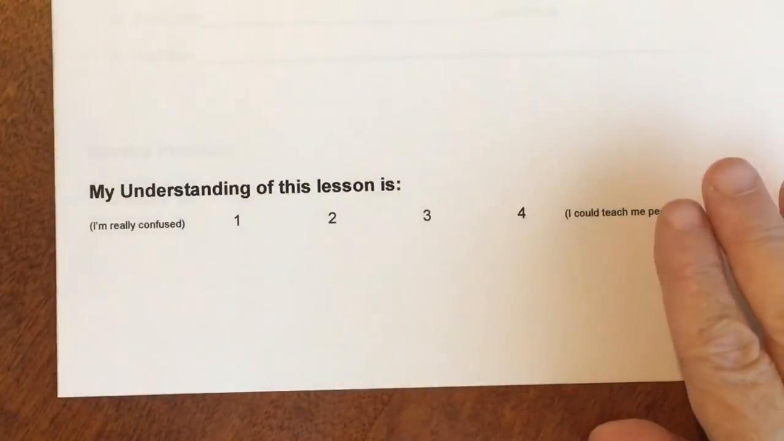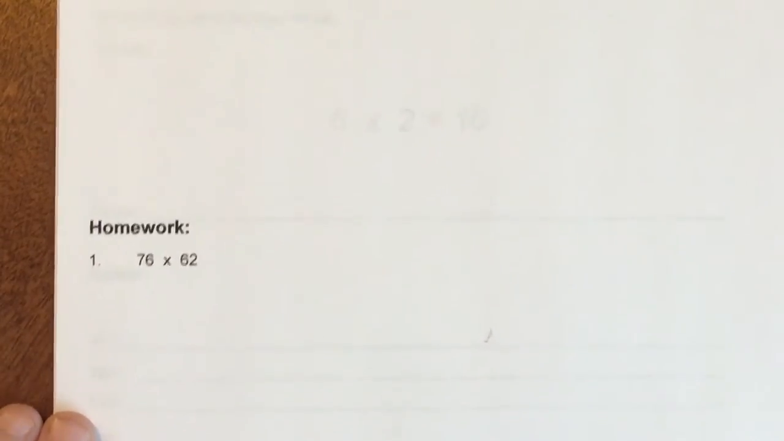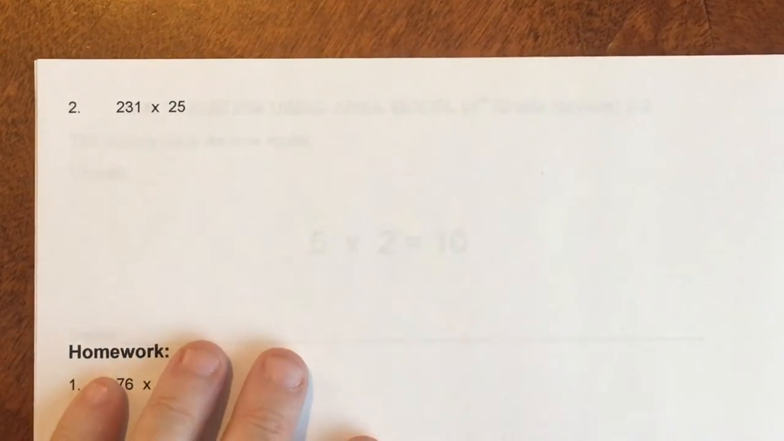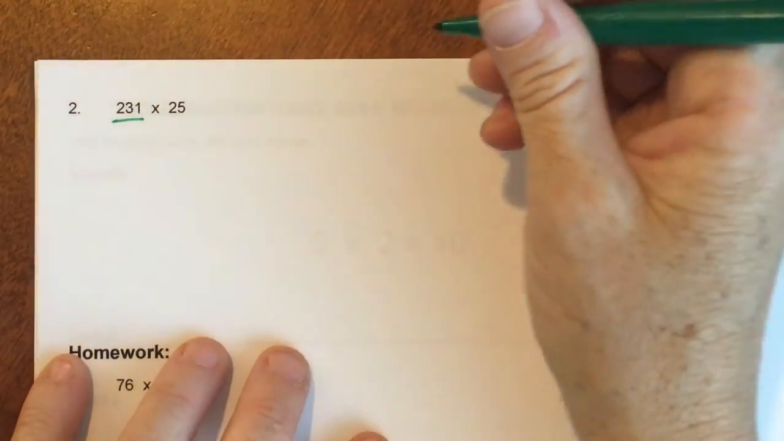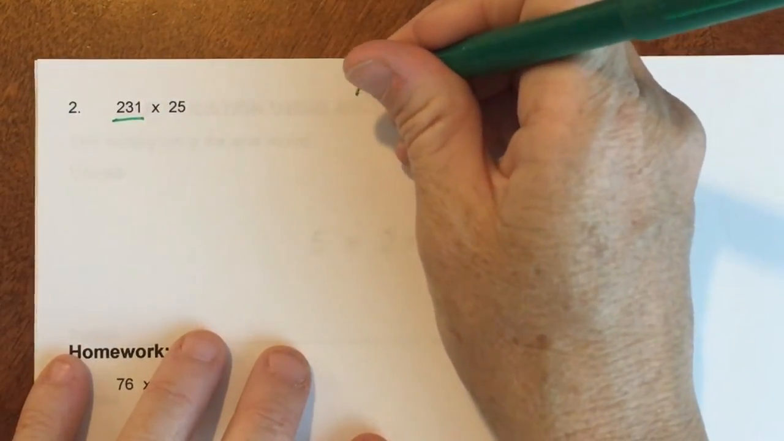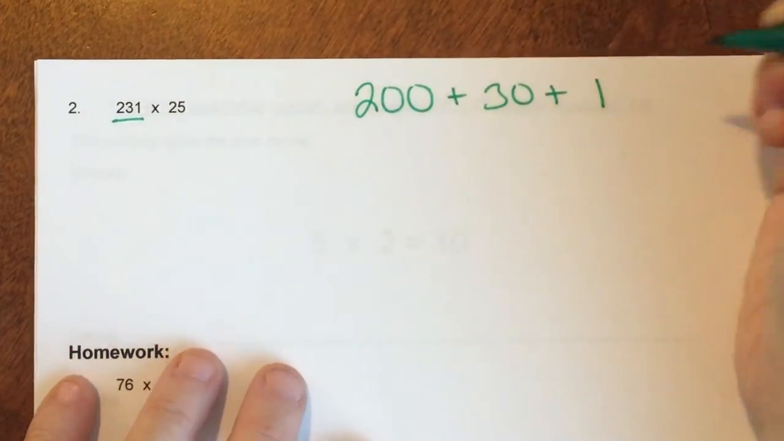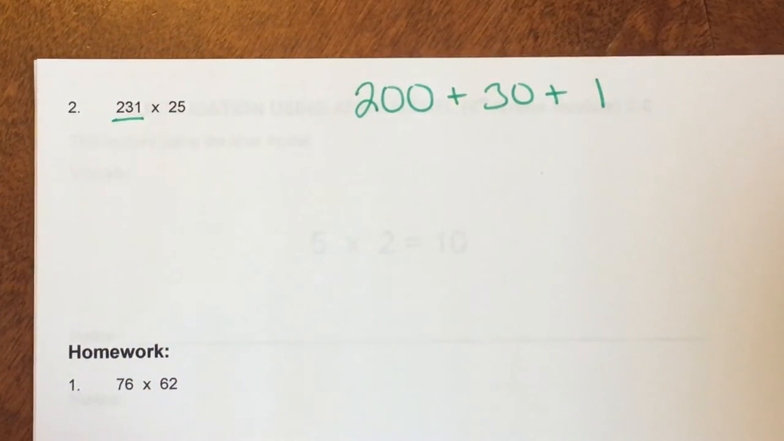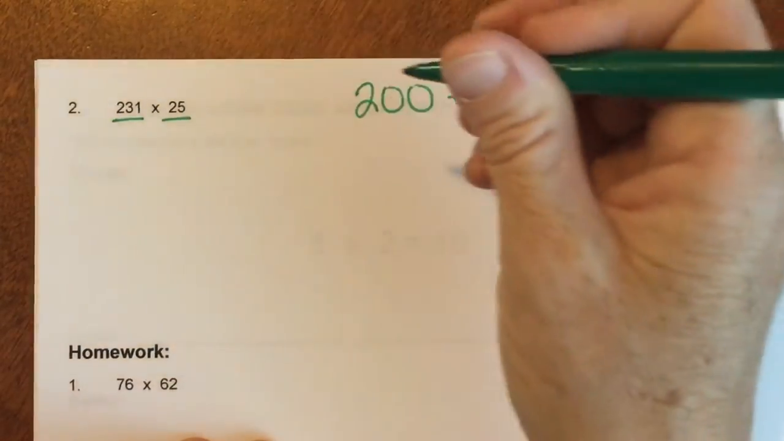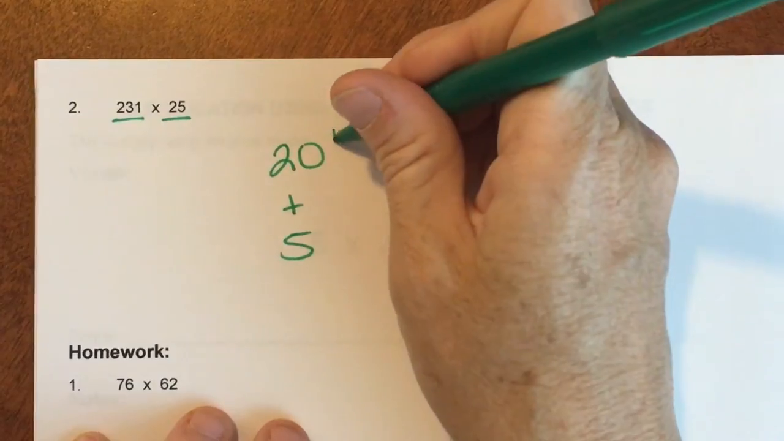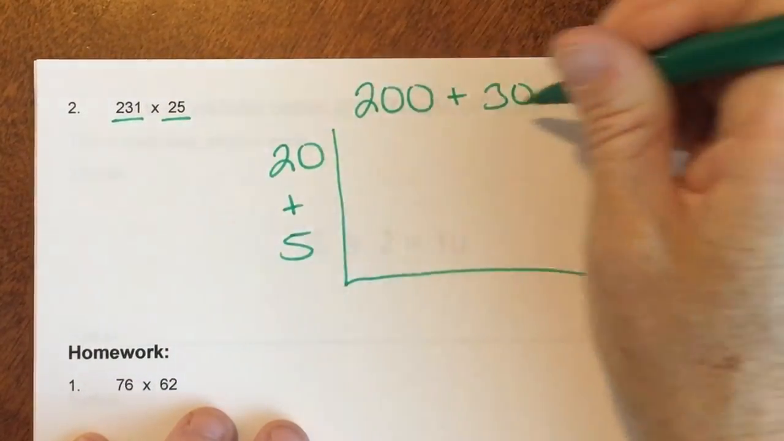Okay, let's try a harder one. This one's gonna have more digits. So this one is gonna be a 3-digit one. So step 1, larger or greater number on top in expanded form, 200 plus 30 plus 1. Step 2, lesser number on the left, 20 plus 5. Okay, so let's make our box.